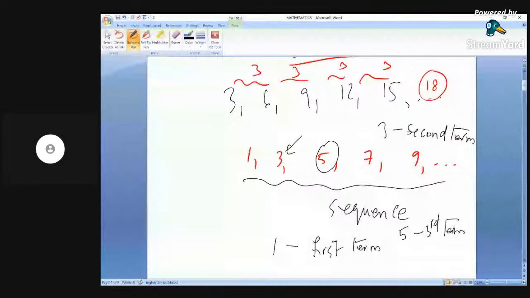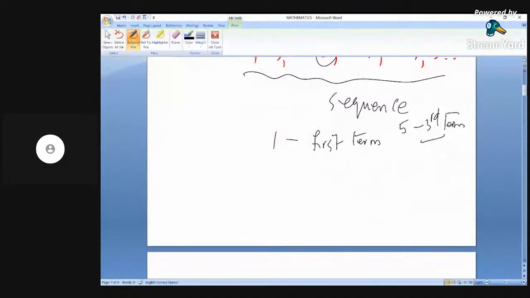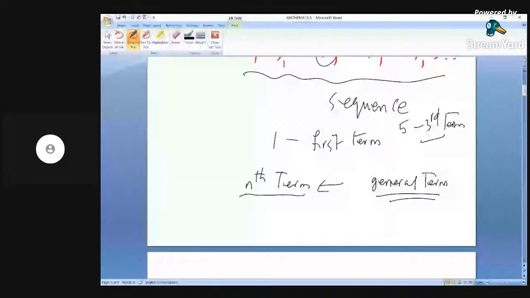meaning that each number in this sequence is going to be called a term, and the last term is going to be called the nth term. And the nth term, we are going to see later on, is what we call the general term, and from the general term you can get other terms very easily.